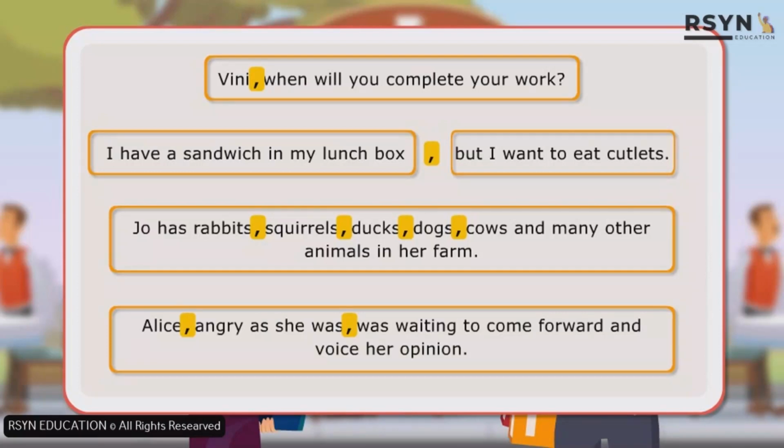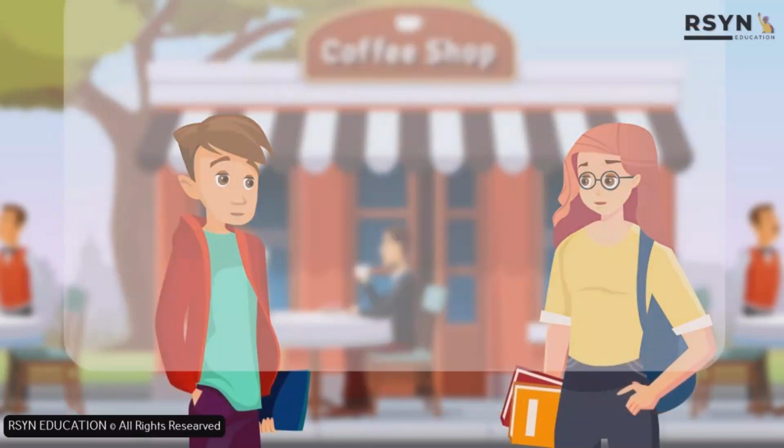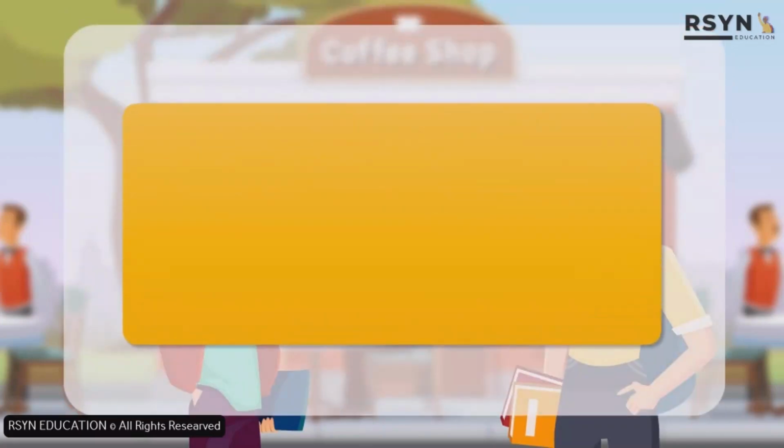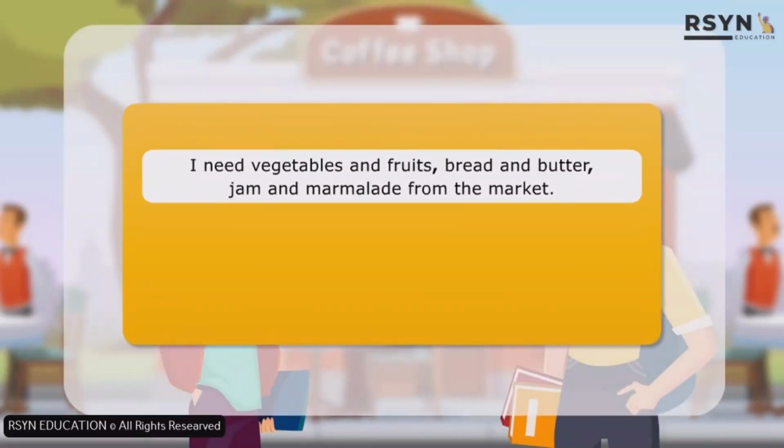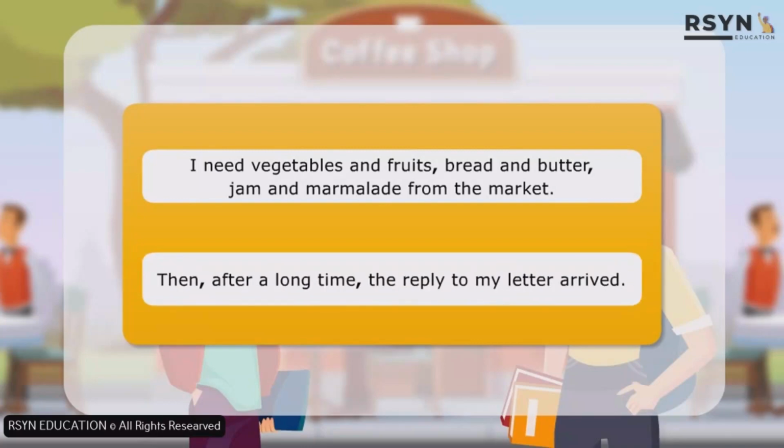Here are few more examples of use of comma in a sentence. I need vegetables and fruits, bread and butter, jam and marmalade from the market. Then, after a long time, the reply to my letter arrived.